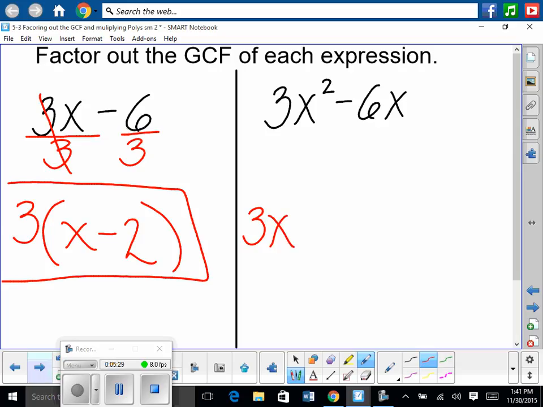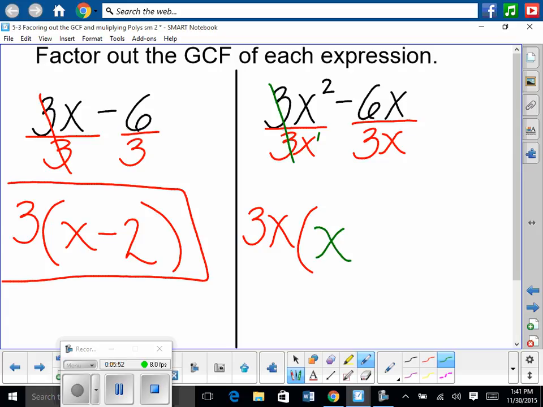Does everybody see how each term has a 3 and an x? So now to write what's left inside, you go back through and divide each thing by 3x. That's what you're doing when you factor it out. So let's go through this in pieces. 3 over 3 is 1. X squared divided by x is x to the first, since 2 minus 1 is 1. Which is just x. Very good.